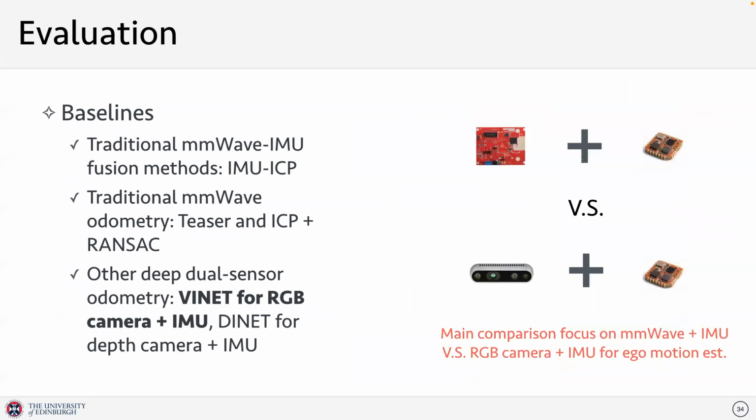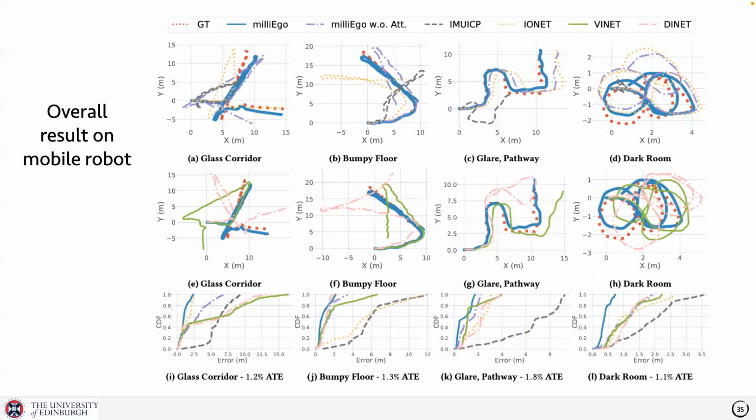And for baselines, we included both conventional and deep learning based methods to make it fair. We compare mmEgo with IMU ICP, a traditional fusion method that uses the IMU to bootstrap the point matching of the radar, then adds an extended Kalman filter to finish it, which is the very standard, traditional way. We also compare with other state-of-the-art multimodal deep odometry with different sensors, including VINet for RGB cameras plus IMU, as well as a variant of DINet, which uses a depth imaging camera plus the IMU. So we have enough diversity of baselines in terms of sensing modality.